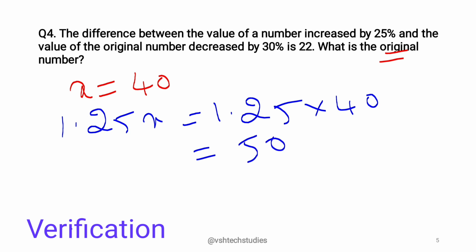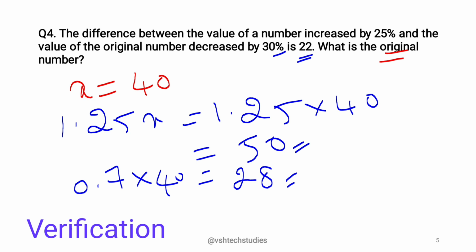So when x is reduced by 30%, that is 0.7 into 40. So 0.7 into 40 will be equal to 28. So the difference between this and this, that is 22. If you check the difference, 0 minus 8 we cannot do, taking 1 borrow, 1 and 0 is 10, 10 minus 8 is 2, and 5 minus 3 is 2.